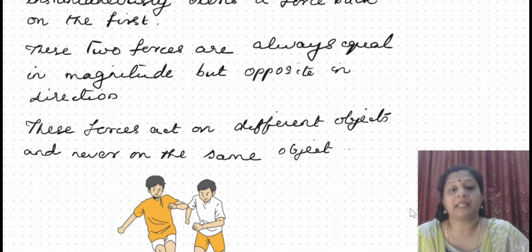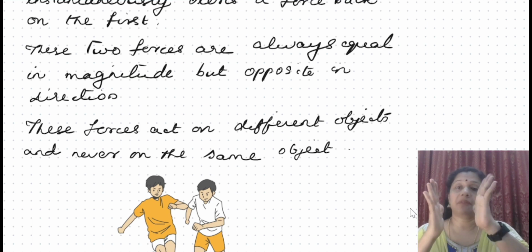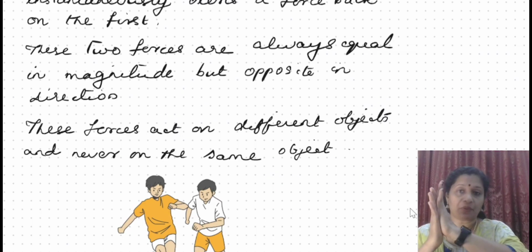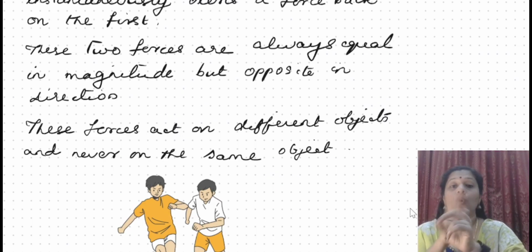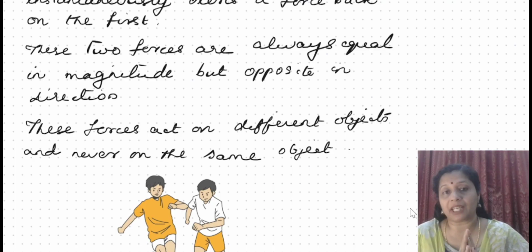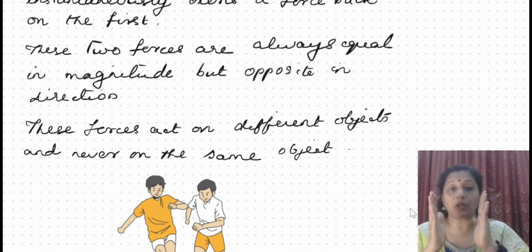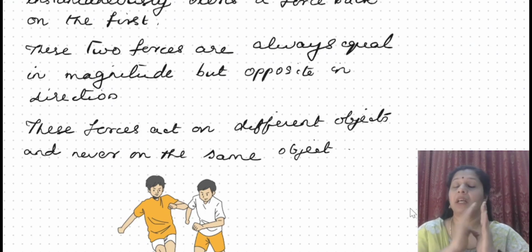One thing to remember here is these forces act on different objects and never on the same object. For example, first I was applying force from my left hand to the right, then the right hand is applying force back on the left hand. So these are two opposite forces, though their magnitude is equal, and it's not on the same object. First force is on the right hand, second is on the left hand.